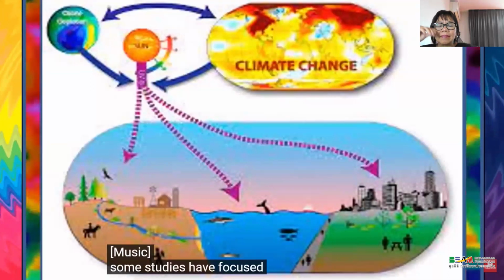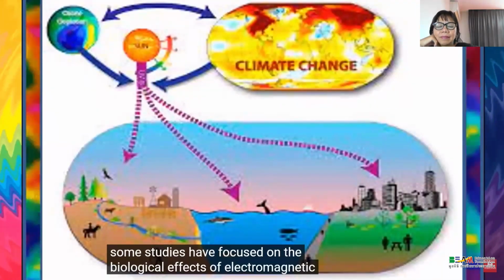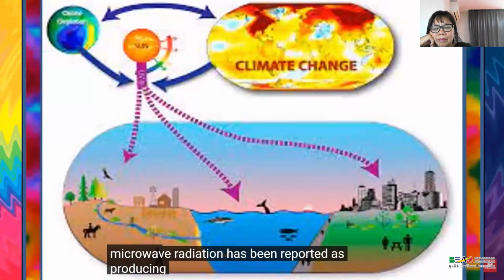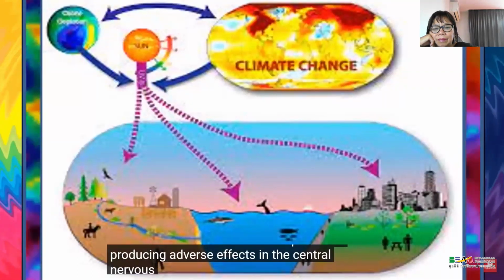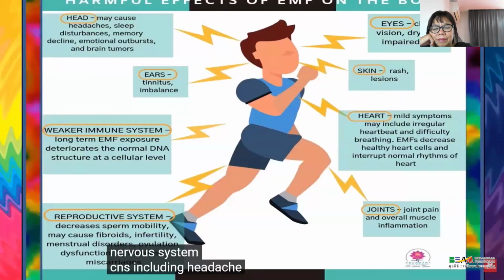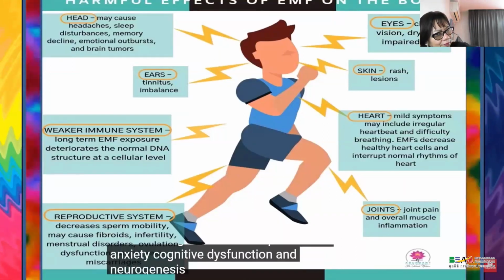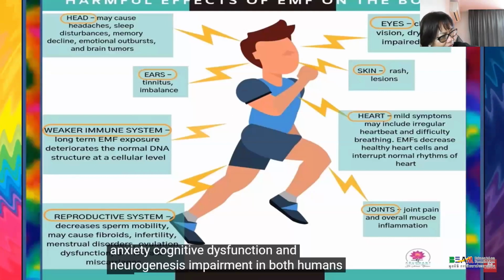Some studies have focused on the biological effects of electromagnetic radiation. Microwave radiation has been reported as producing adverse effects in the central nervous system, CNS, including headache, sleep disorders, anxiety, cognitive dysfunction and neurogenesis impairment in both humans and animals.